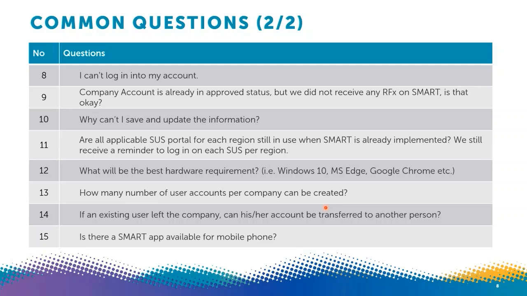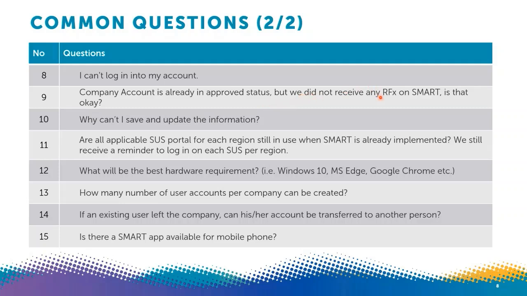The next question: the company account is already in approved status, but we did not receive any artifacts on Smart. Like I mentioned before, you just need to make sure that your company account is already in approved status. I'll show you in the product demo where you can refer to the status. As long as your profile is in approved status, technically you're okay.